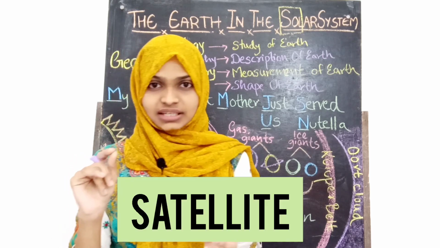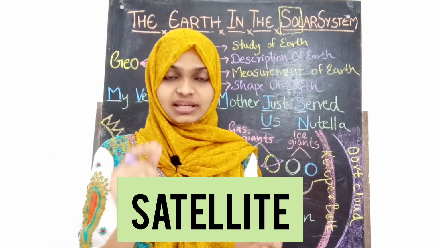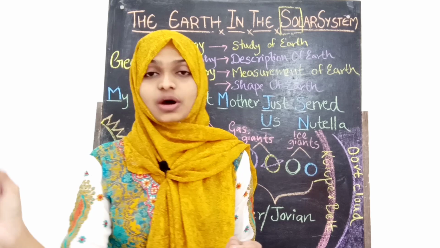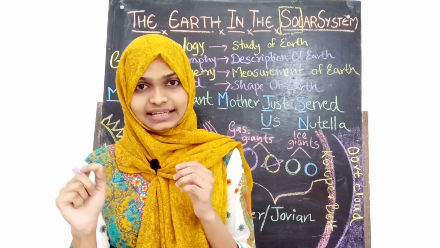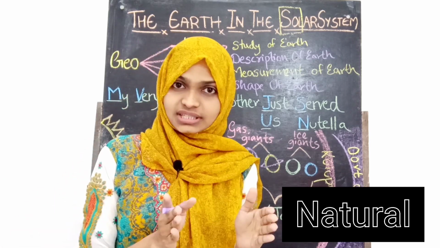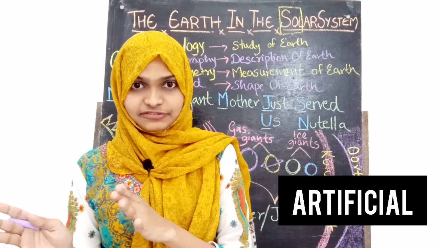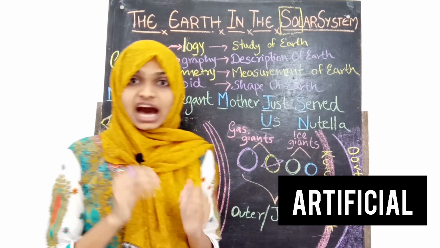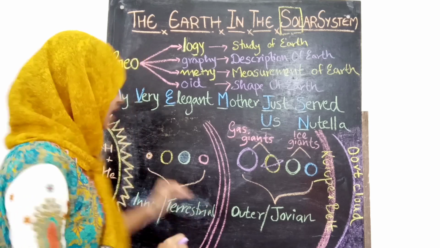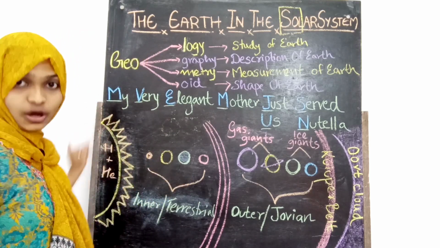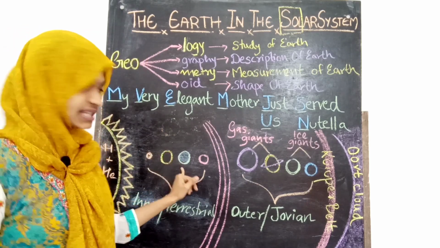Now any object which revolves around a bigger object, any small object which revolves around a bigger object, is known as a satellite. So a satellite can be a natural satellite and it can also be an artificial satellite. For example, our earth is a natural satellite. Our earth revolves around the sun.